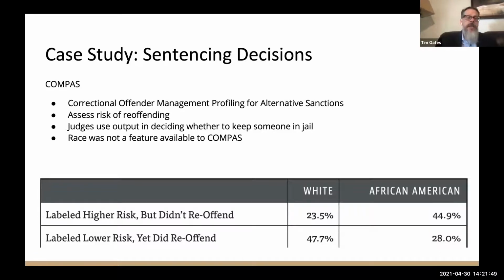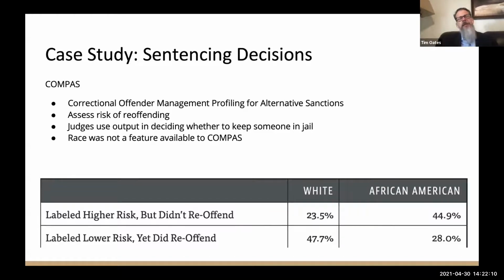It was used for many years to assess the risk of reoffending. So judges would use this system. It would produce a prediction as to whether this person is likely to reoffend if they're let out of jail, right? So do I give them parole? Do I give them the option of bail, for example? And race was not a feature available to COMPASS.